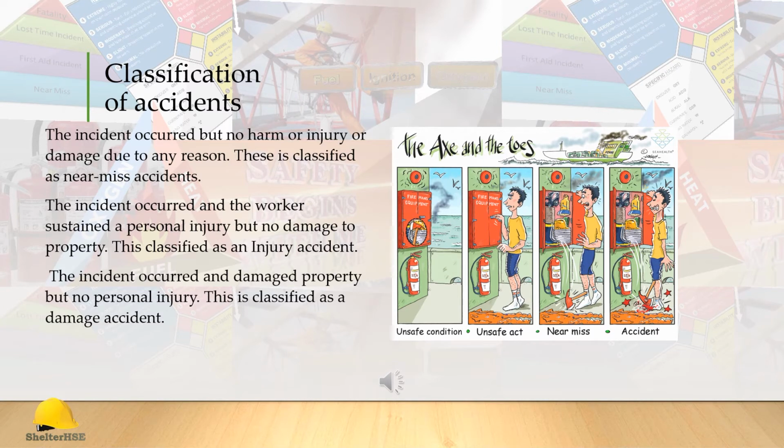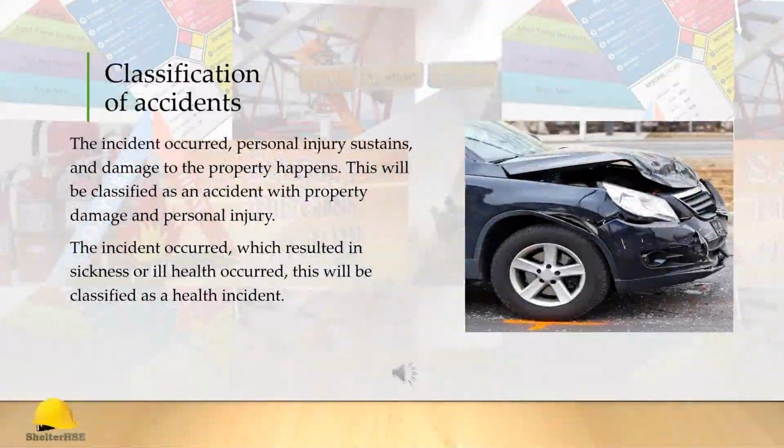The incident occurred and the worker sustained a personal injury but no damage to property. This is classified as an injury accident. The incident occurred and damaged property but no personal injury. This is classified as a damage accident. The incident occurred, personal injury was sustained, and damage to the property happened. This will be classified as an accident with property damage and personal injury.